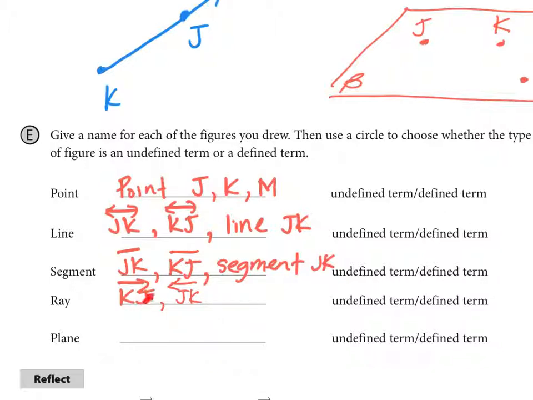The default is just going to be this first one. It's going to start with the endpoint and then go to the other point. And obviously you could also write ray KJ. And this one has to start with K. It has to, because you have to start with your endpoint. And the last one, plane. We could say plane JKM, or plane B, the script letter B.